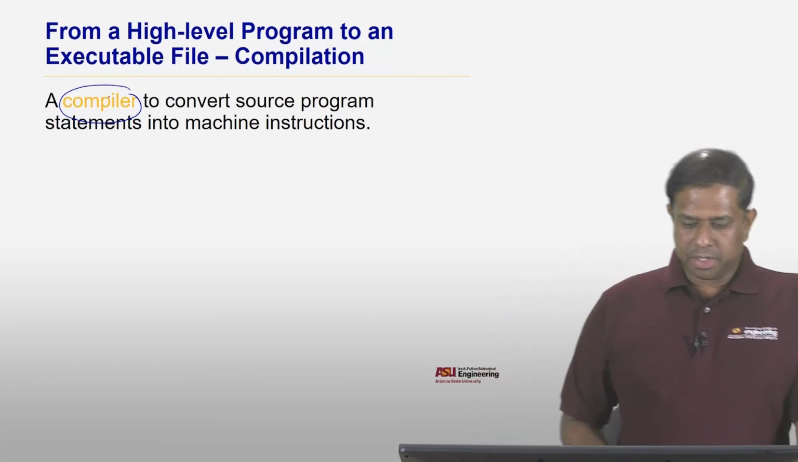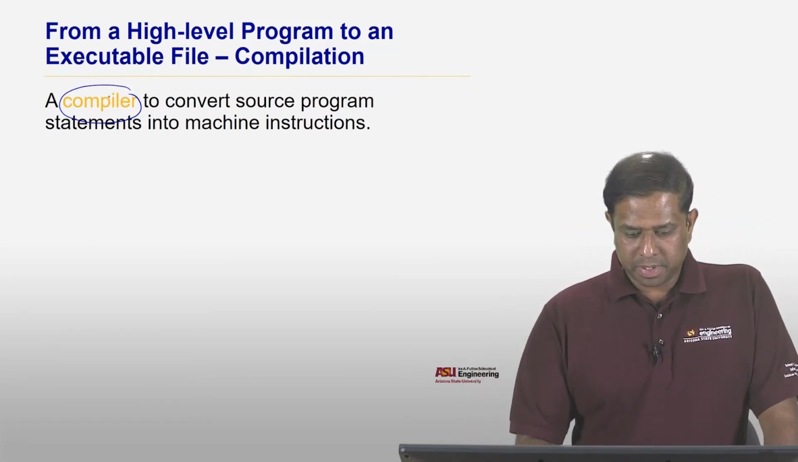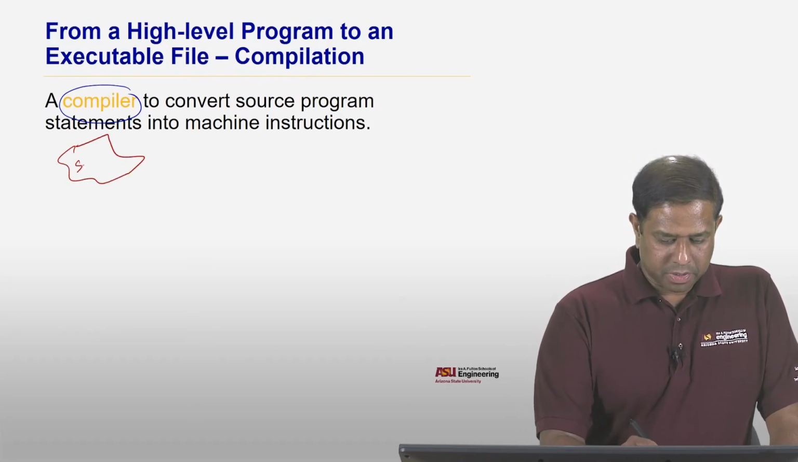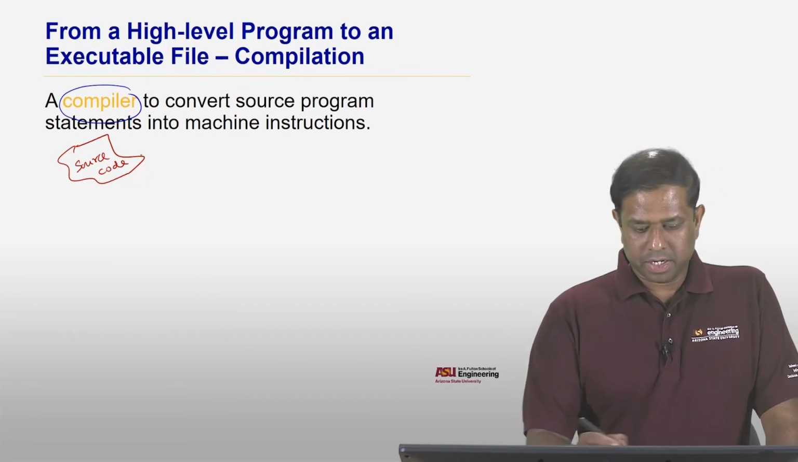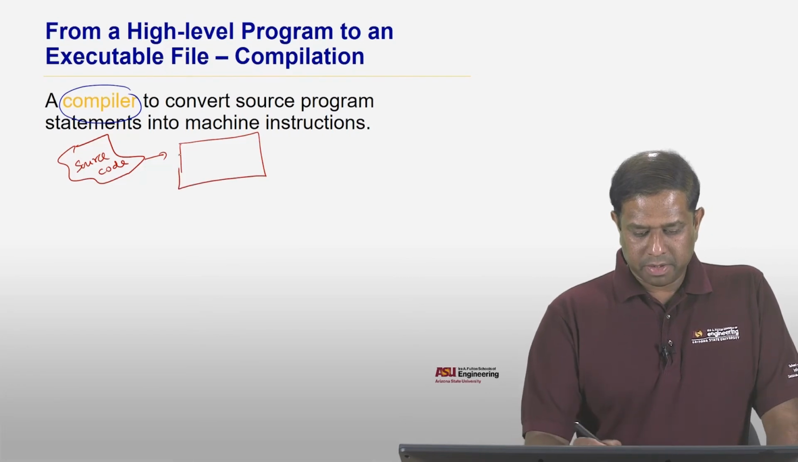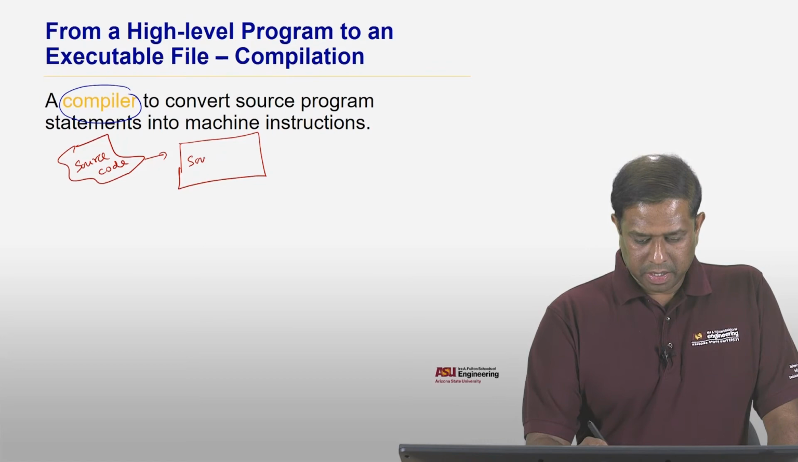So in the compilation process, there are a few steps. Initially, we have the source code, all right? The source code is a program that you have seen earlier. So we take the source code, right here.